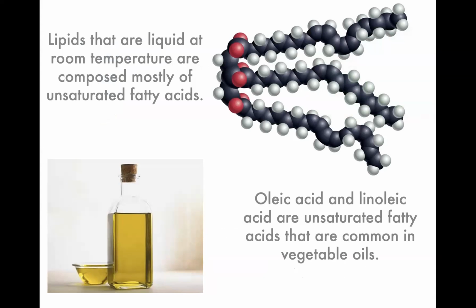Lipids that are liquid at room temperature are composed mostly of unsaturated fatty acids. So we talked about fatty acids and glycerols as the monomeric subunits for lipids. We have different types, like oleic and linoleic acids, as structures in these unsaturated fatty acids that we see in vegetable oils. Not to get too deep, but in terms of looking at nutritional labels and trying to figure out which things are good and which aren't, when it comes to fat, you want unsaturated fats. Unsaturated fats are better for you than saturated fats.